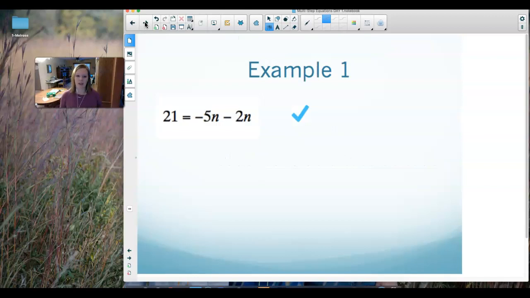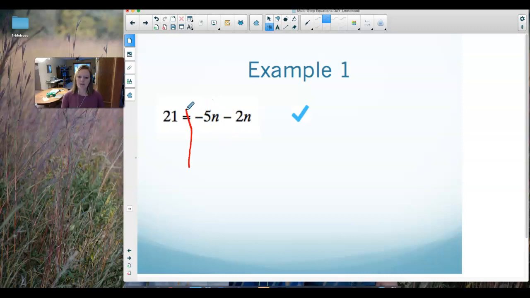So here we go. The first example, you can see here, we have negative 5n minus 2n. And let's see, I can't get my pen to work. All right, so I think the pen is working now.